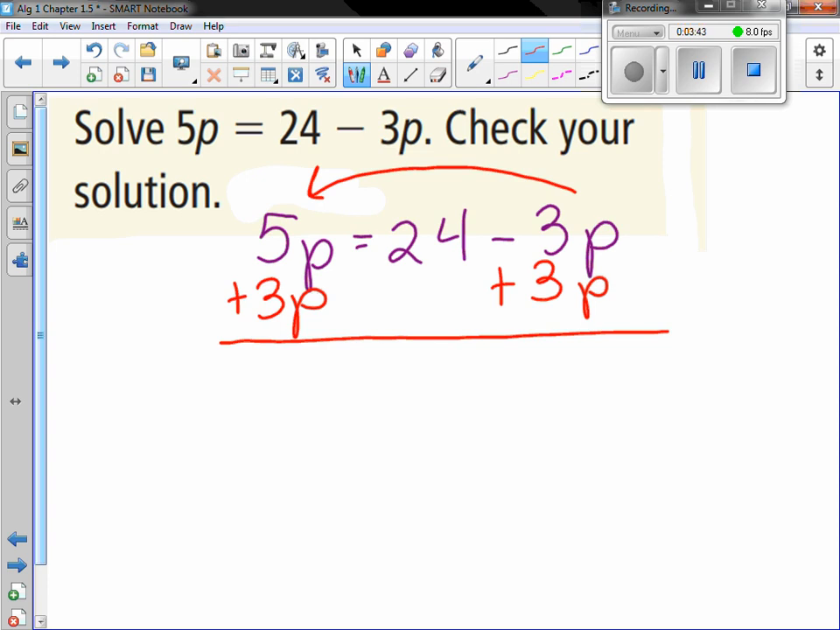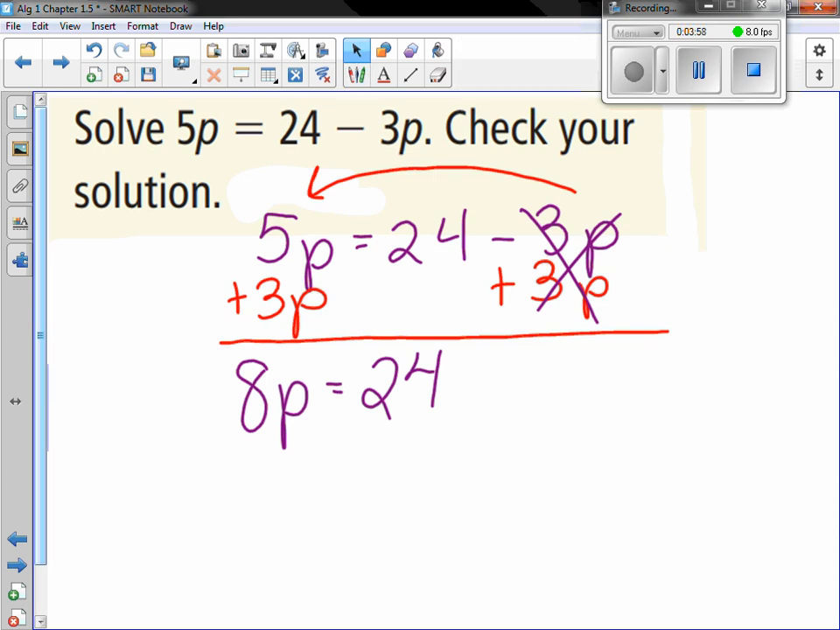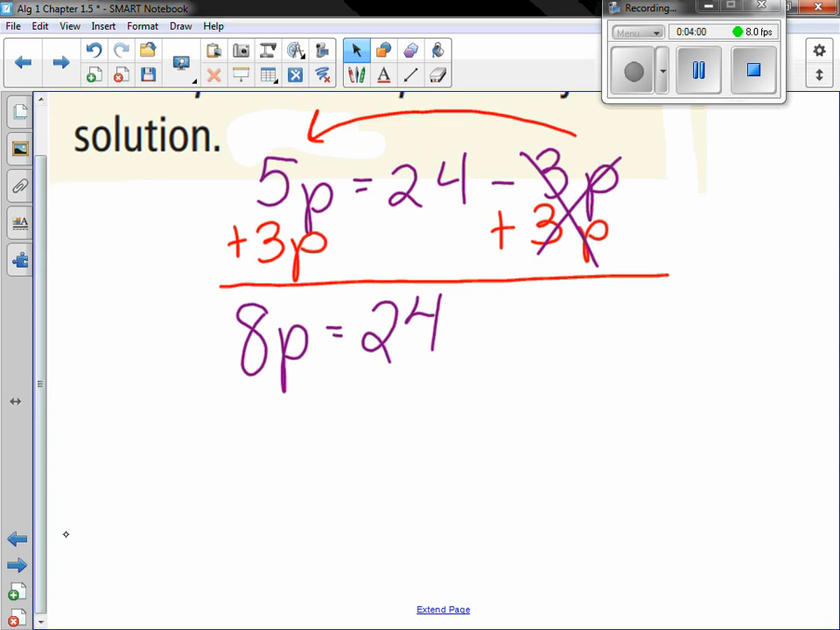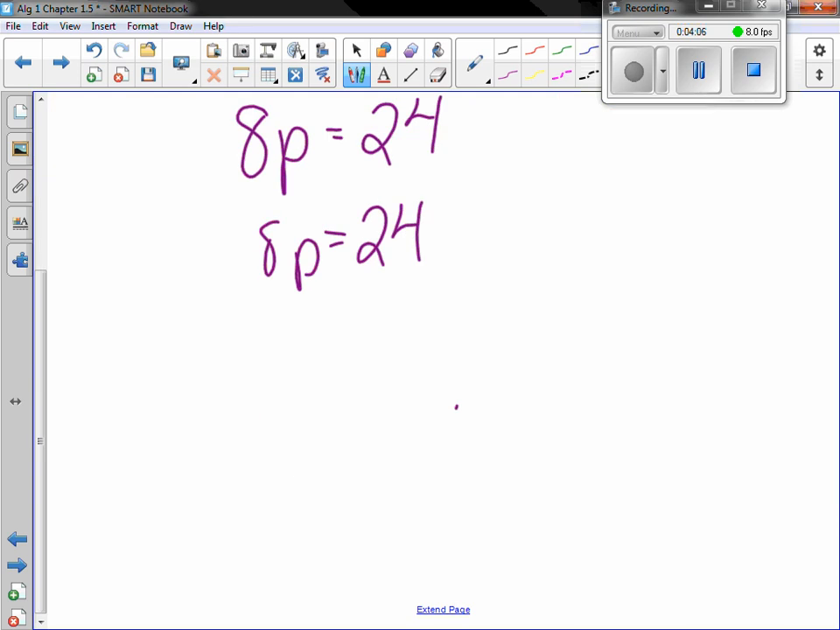So 5p plus 3p is, 5 plus 3 is? 8p equals 24. Oh, not 10. I don't know why I was thinking 10. So with 8p equals 24, what do we do next? We're going to divide both sides by 8.